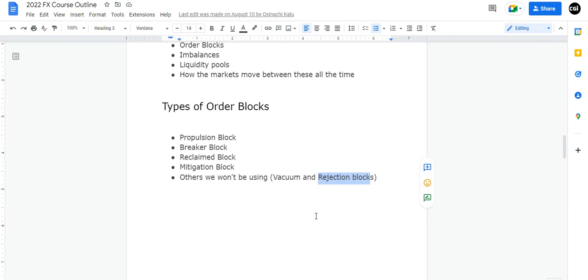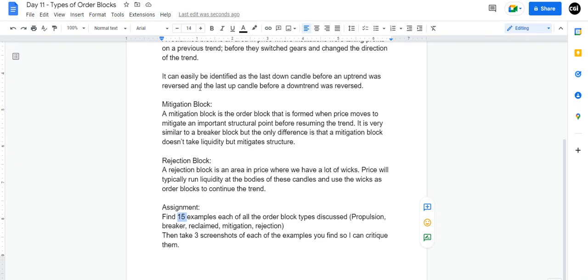Sorry, you said take three screenshots of each of them. I don't really get what you mean. Of each of all the other block types, so of each of the examples of other block types.